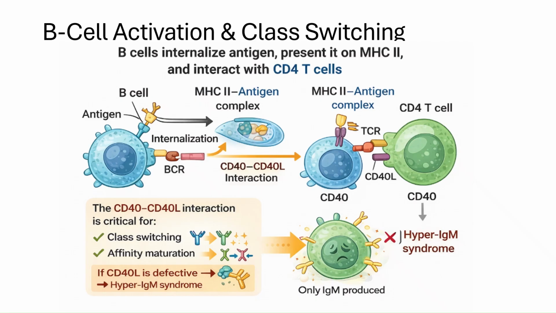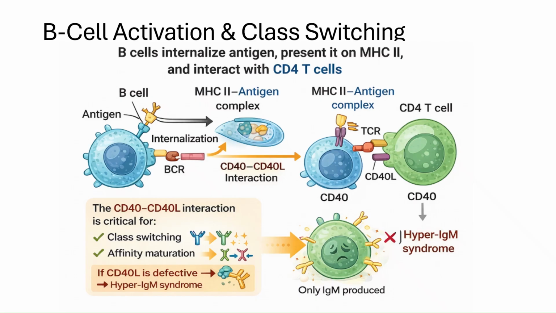Okay, just to recap, what does CD40 ligand enable? Number one, it enables class switching. It causes IgM to go to IgG, IgA, and IgE. It causes affinity maturation and somatic hypermutation in the germinal center, and it also produces high affinity antibody. So the buzzword is germinal center reaction.